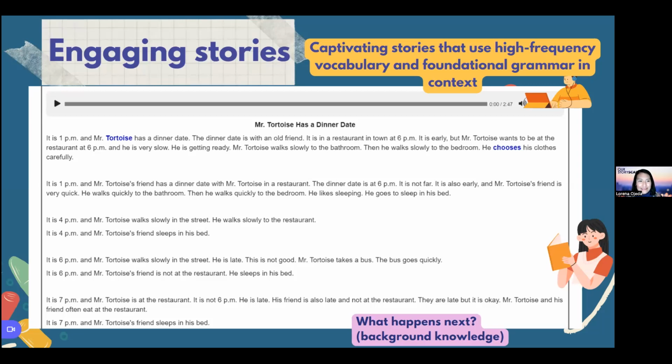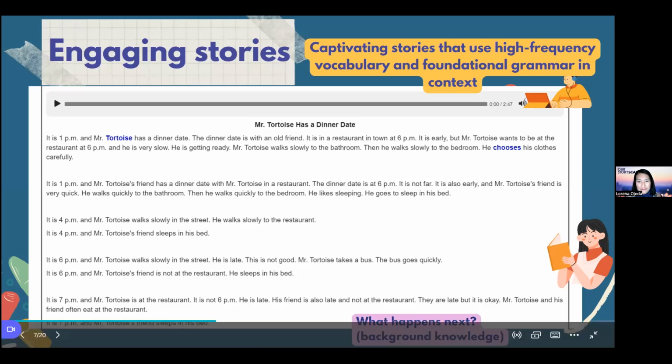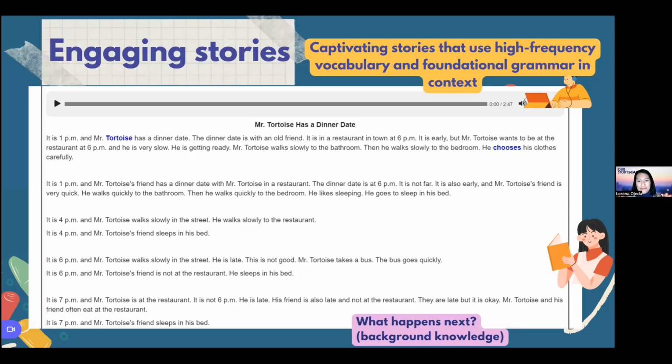It is 1 p.m. and Mr. Tortoise's friend has a dinner date with Mr. Tortoise in a restaurant. The dinner date is at 6 p.m. It is not far. It is also early, and Mr. Tortoise's friend is very quick. He walks quickly to the bathroom. He likes sleeping. He goes to sleep in his bed. It is 4 p.m. and Mr. Tortoise walks slowly in the street. He walks slowly to the restaurant. It is 4 p.m. and Mr. Tortoise's friend sleeps in his bed.